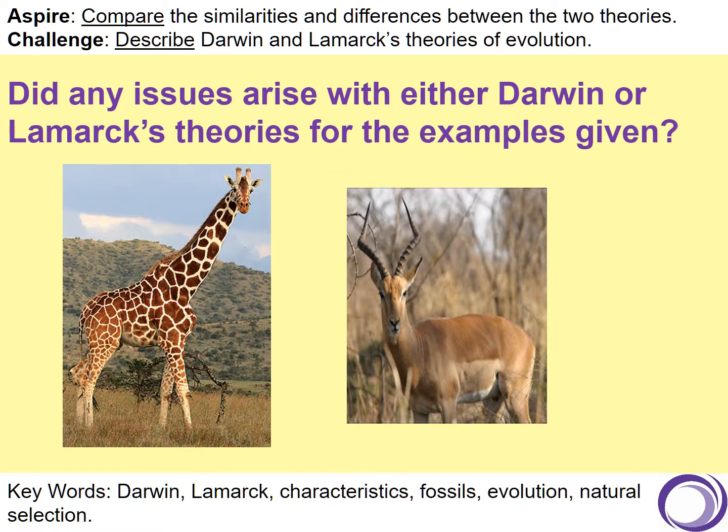A good way of remembering this is if a person decided to go to the gym every day and become a bodybuilder, they are choosing to build up muscle mass in their bodies. But it doesn't mean that their offspring are going to be born more muscular than if they didn't go to the gym. So this idea that you use something more doesn't necessarily mean it's going to be inherited. So now the theory of natural selection by Darwin is the most widely accepted theory for evolution.